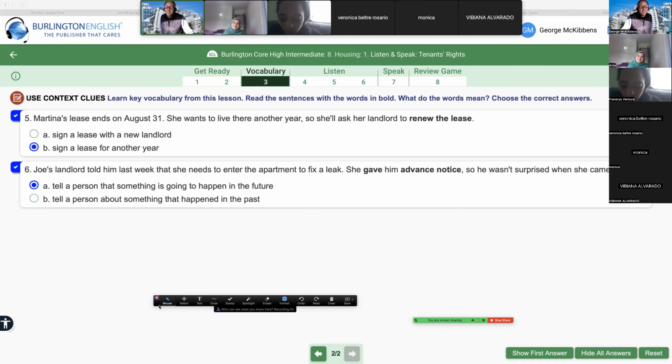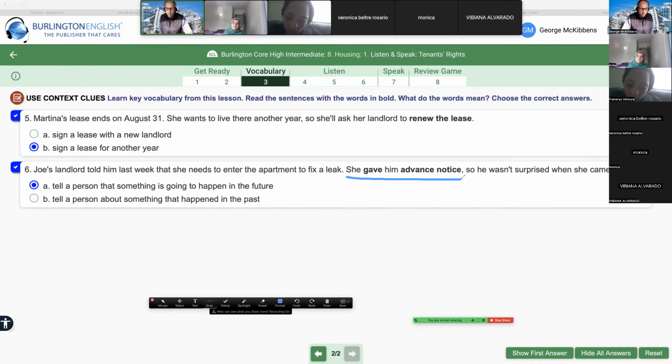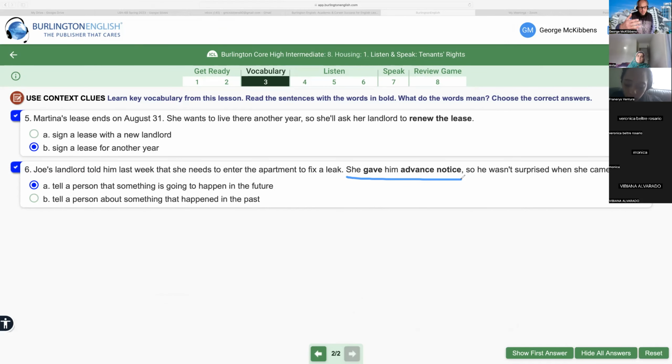So when you are renting, even though the owner owns it, if they're renting it out, it's not theirs to just walk into when they feel like it. They need to give advance notice. That's it.